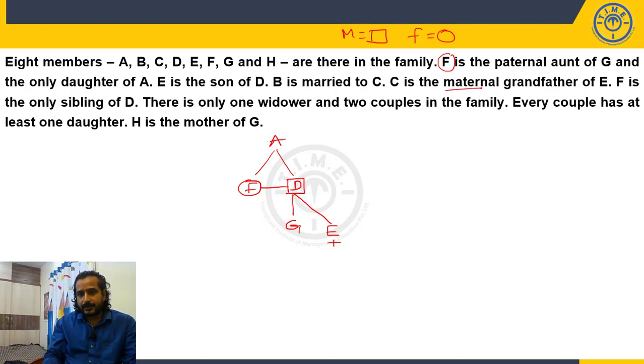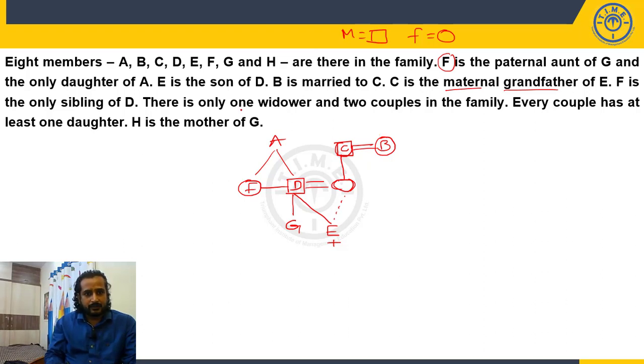And what do you mean by maternal grandfather? Mother's father. E's mother's father is none other than D's wife's father, maternal grandfather, mother's father. So E's mother and mother's father is from C. And B is married to C. So C and B are a couple. C is a male, so B will be female.